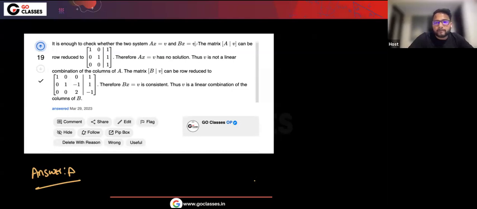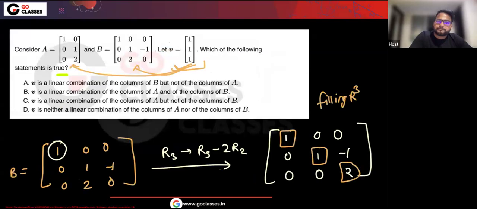And what is the other way to do it? Basically, you can check whether Ax equal to b or Bx equal to b has a solution or not. This is one other way to check whether v is a linear combination of the columns of A or not. So using this also you can check.